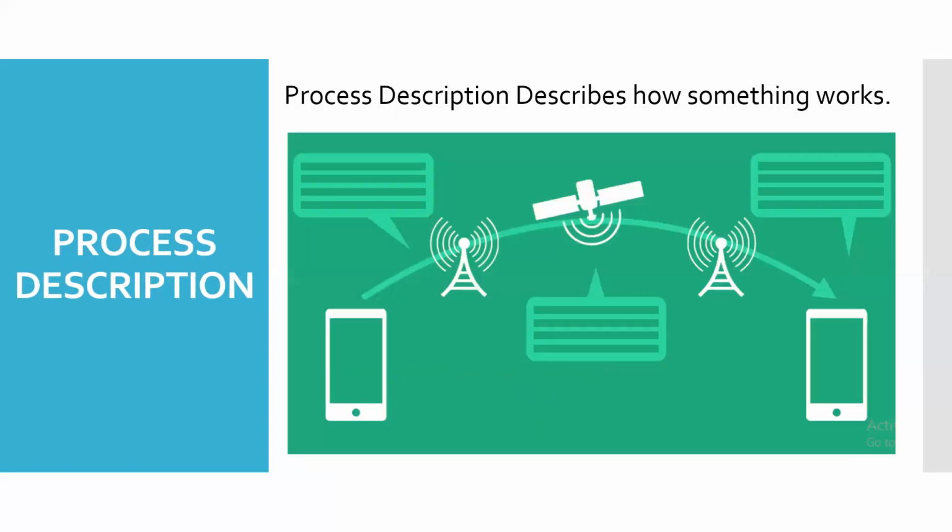Now, the second type is the process description. Remember, in the product description, the item is described. In the process description, how it works is described. That is the working of something.